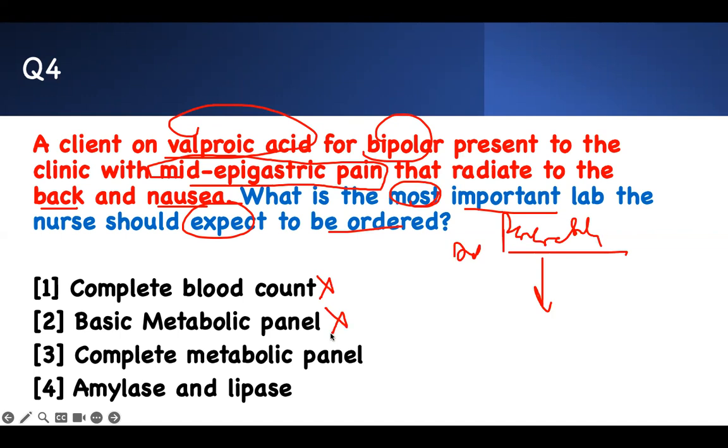Basic metabolic panel is not going to help me. Complete metabolic panel is not going to help me. Amylase and lipase is the one that will help me. That's my answer.